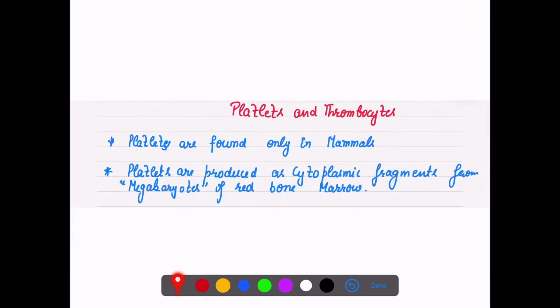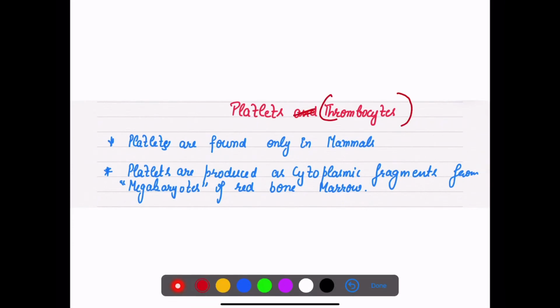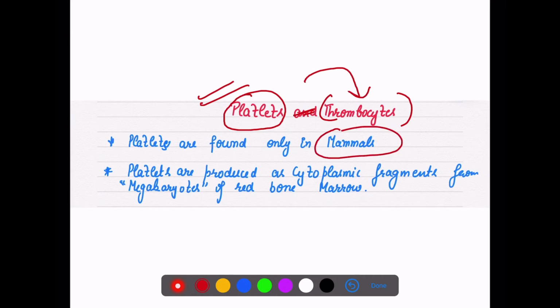Now, last one, we are left with the platelets and thrombocytes. Platelets are also known as thrombocytes, but in our case, we usually use the word platelets. Very rarely do we use the word thrombocytes. The most common word used is platelets. Platelets are found in only mammals. In other vertebrates, those that play a role in clotting of blood, there we use the term thrombocytes.